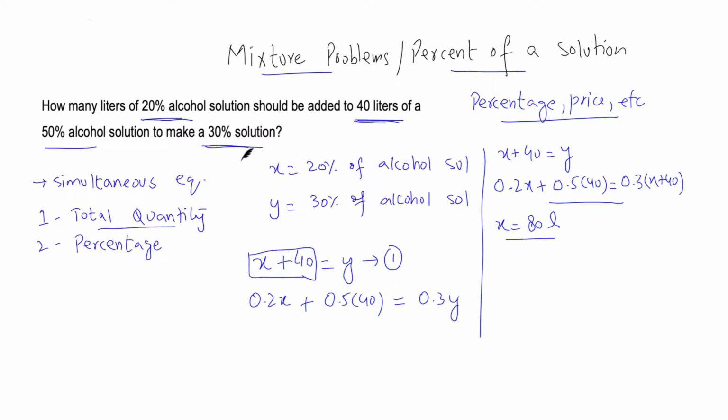Also, there's some common sense involved as well. You've got 40 liters of 50% solution and you want your answer to be 30%. So you need to add a lot of 20% because 30 is closer to 20 and not 50. So obviously you need a higher amount than 40. See? So hence this is your answer.